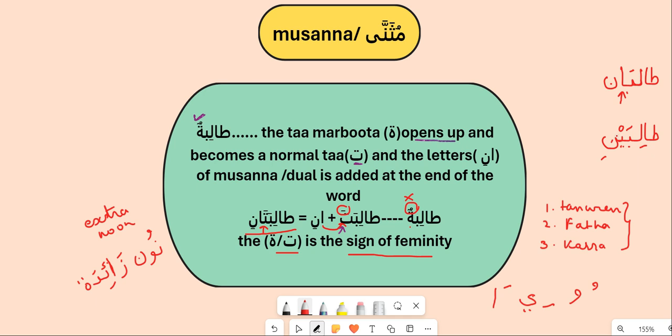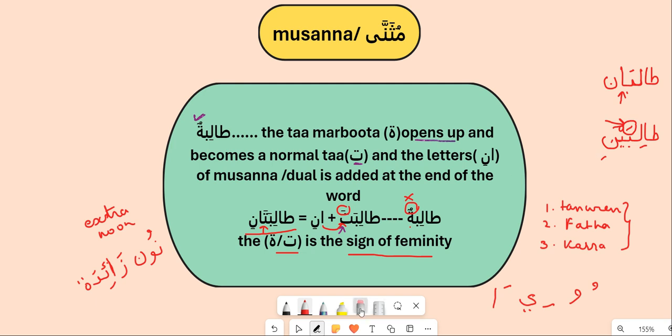Usually long vowels don't carry harakas or sukoons. So you can see a fatha before the ya. This is a very important sign to tell you the noun is a dual. So talibaini in mansoob and majroor.